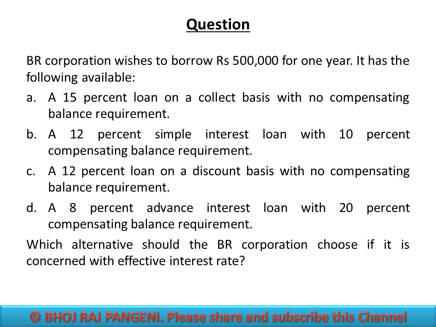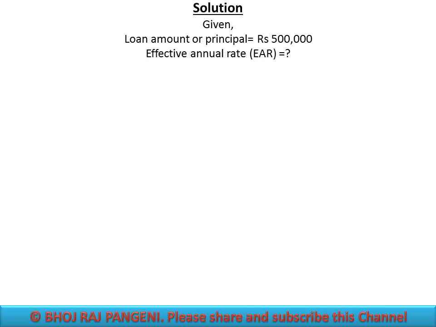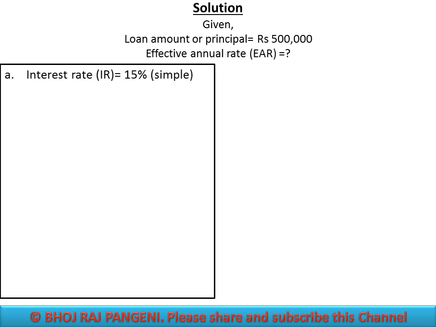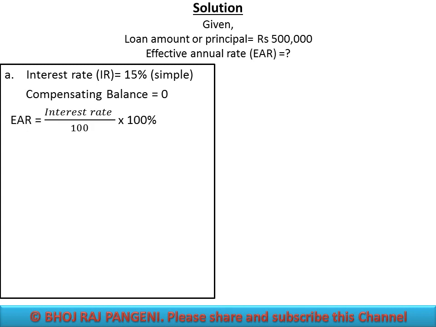So, which alternative would BR Corporation choose? If it is concerned with the effective interest rate, you have to calculate the effective interest rate. Now, the given loan amount or principal amount is 5 lakh, or 500,000, and the effective annual rate EAR equals what? For A, interest rate IR equals 15%, that is simple interest rate, and the compensating balance is not given, so CB equals 0.